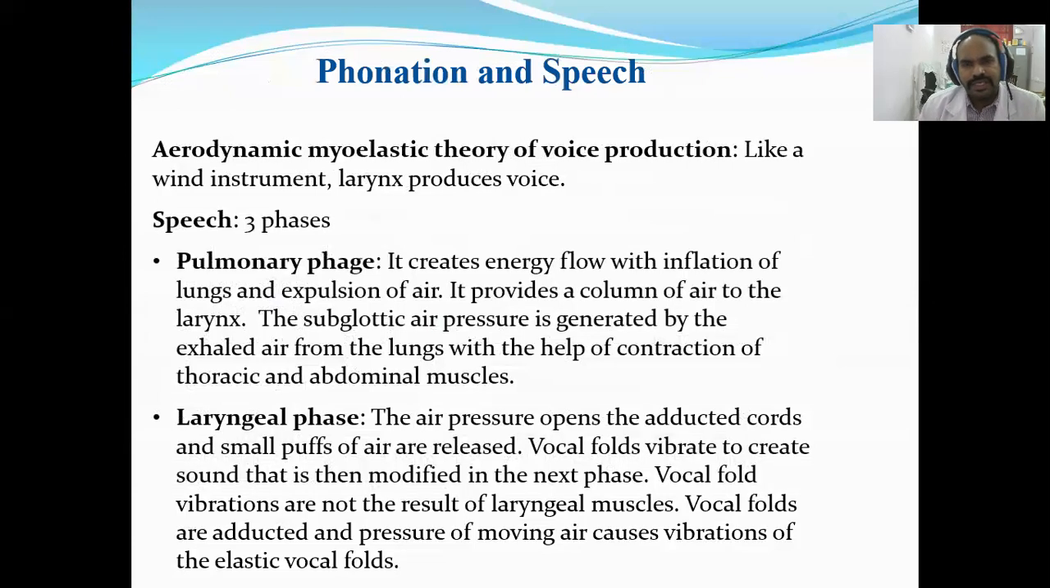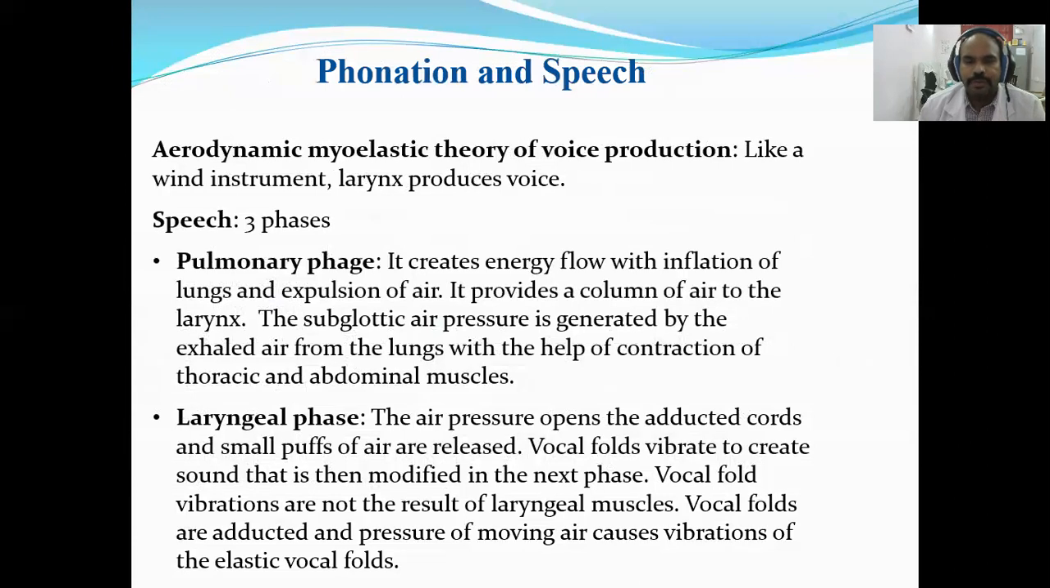The aerodynamic myoelastic theory deals with voice production. Like a wind instrument, the larynx produces voice. The speech is divided into 3 phases. The pulmonary phase creates the energy flow with inflation of the lungs and expulsion of air. It provides a column of air to the larynx. The subglottic air pressure is generated by the exhaled air from the lungs with the help of contraction of the abdominothoracic muscles. Then we have the laryngeal phase.